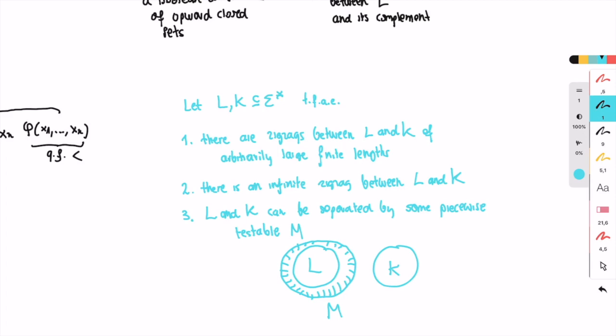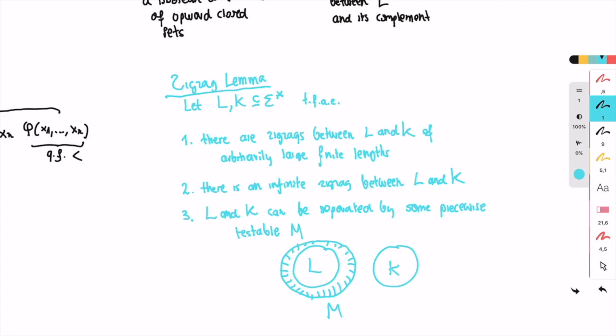Now, I hope that it's clear that this blue lemma, which I will call the zigzag lemma, implies this equivalence. If you apply the zigzag lemma to L and K being the complement of L, then you know that there is no infinite zigzag between L and K, if and only if L can be separated from its complement by some piecewise testable M.